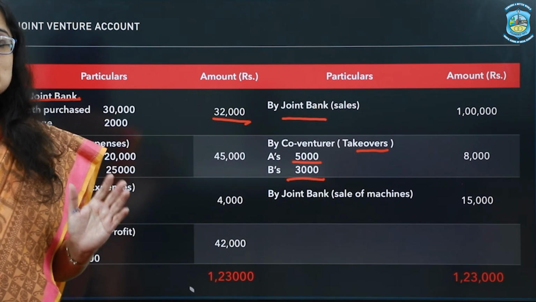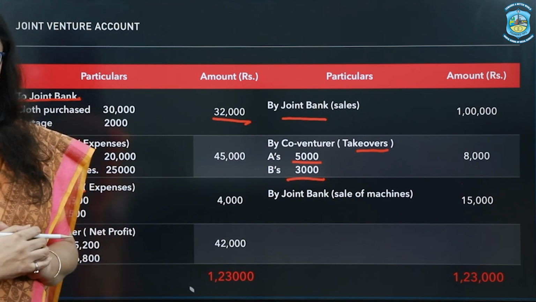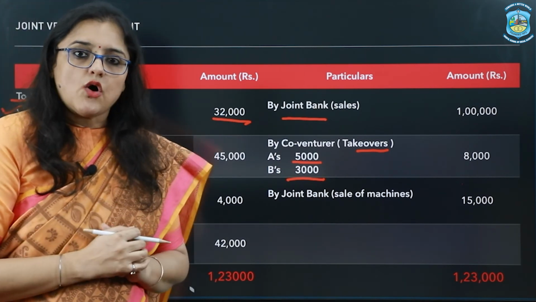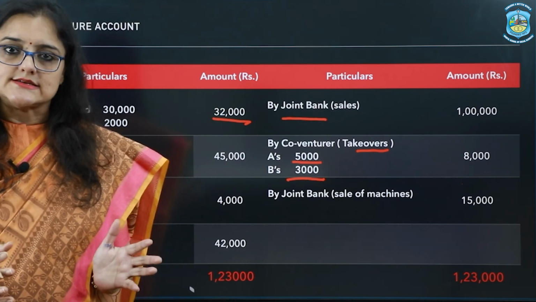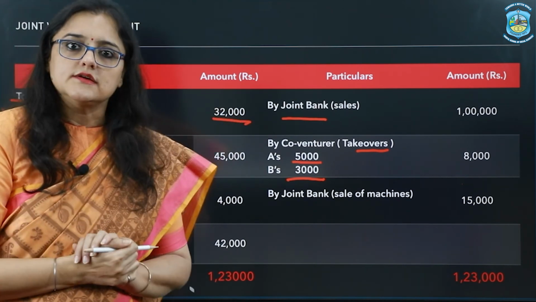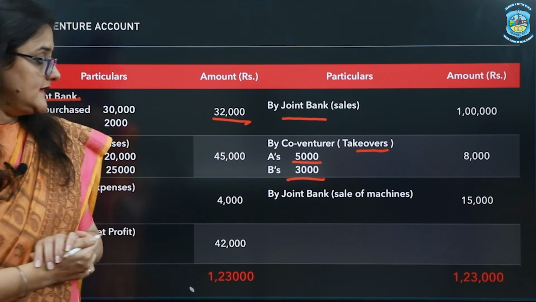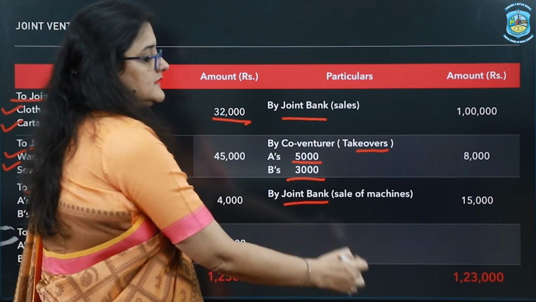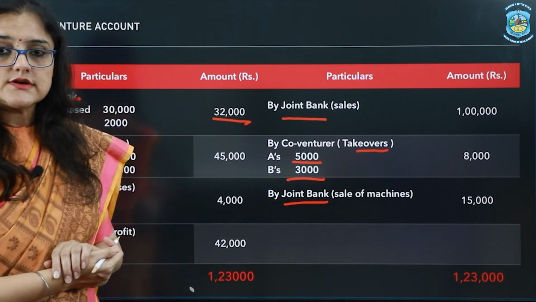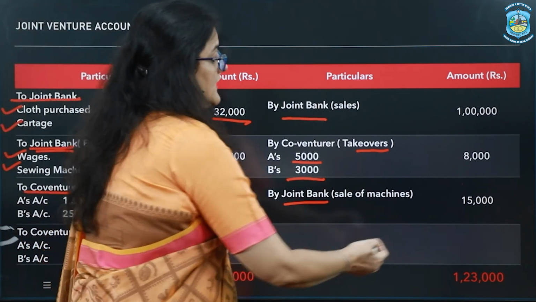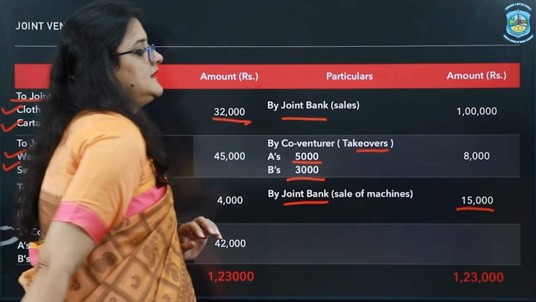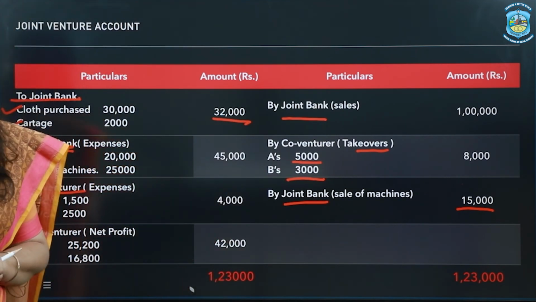Lastly, there is a sale of machine for 15,000. Whether it is the main sales of the business or the sale of the asset or the giving away of material, everything is recorded as the income of joint venture. So we are again showing it on the credit side of joint venture account as the money is received for the sale of machinery, 15,000 rupees.